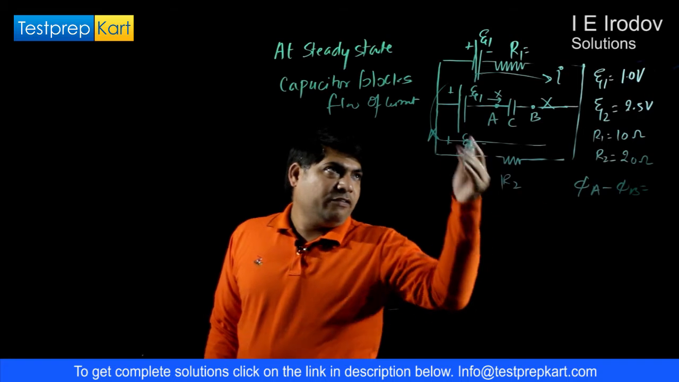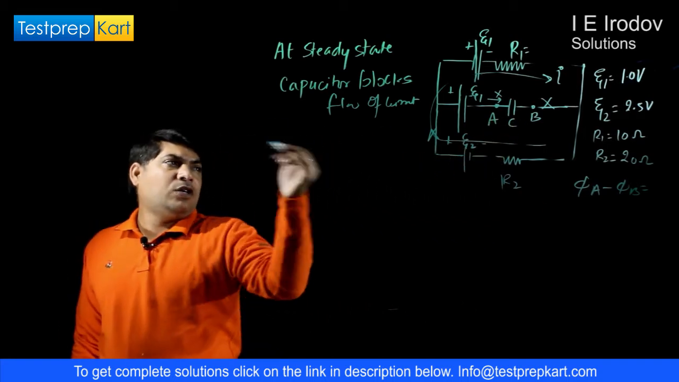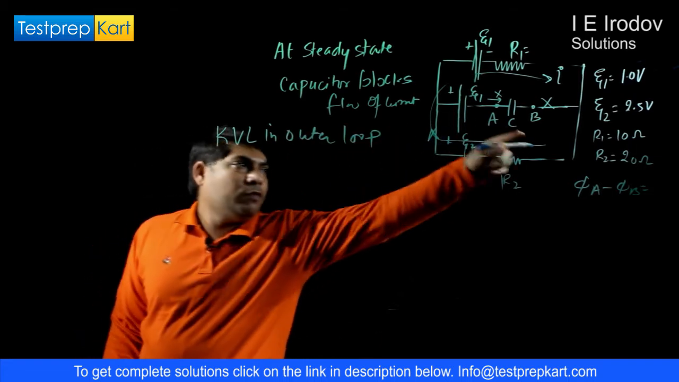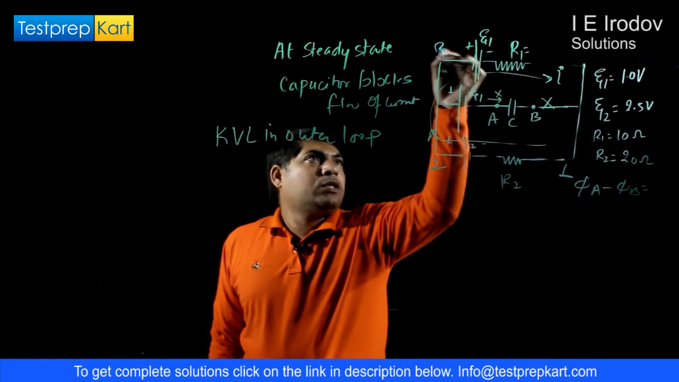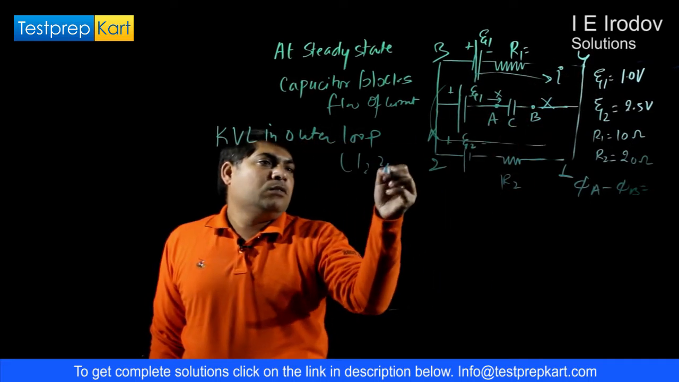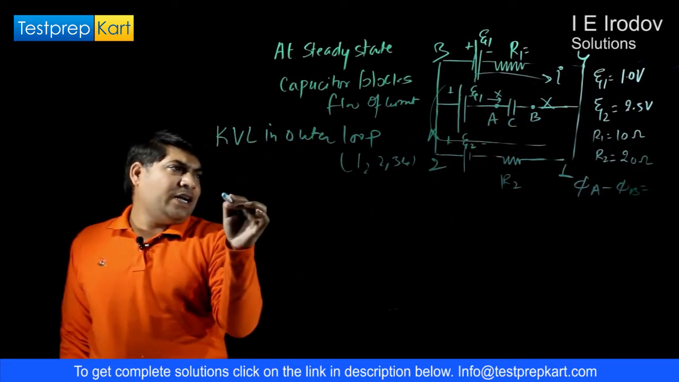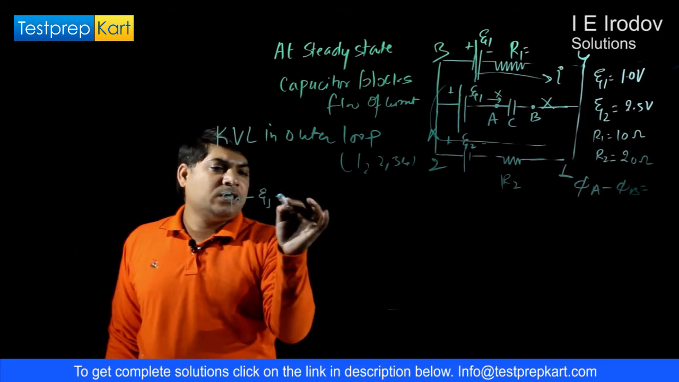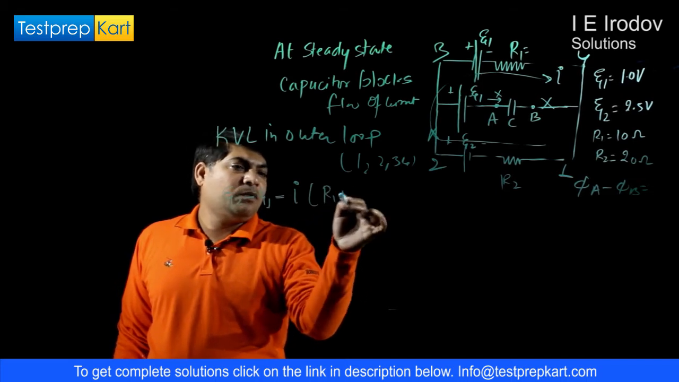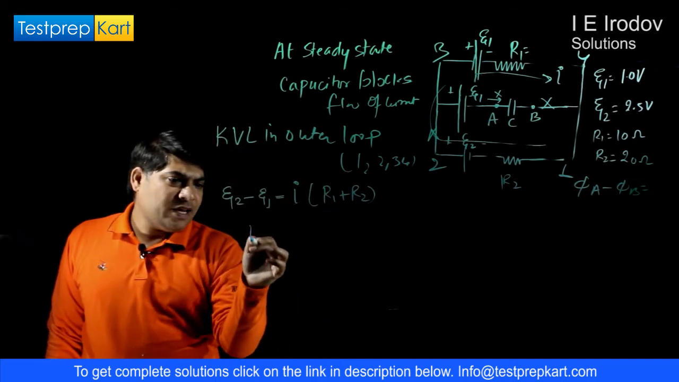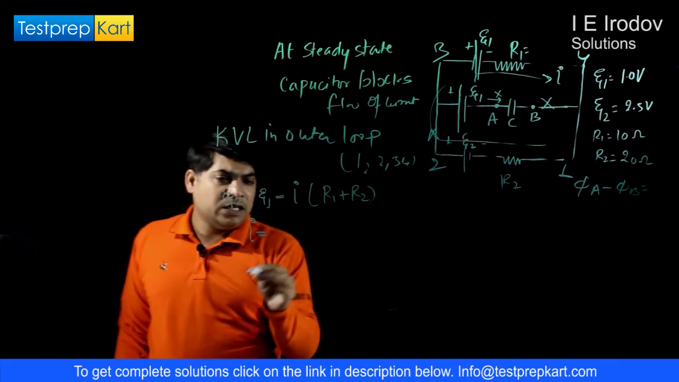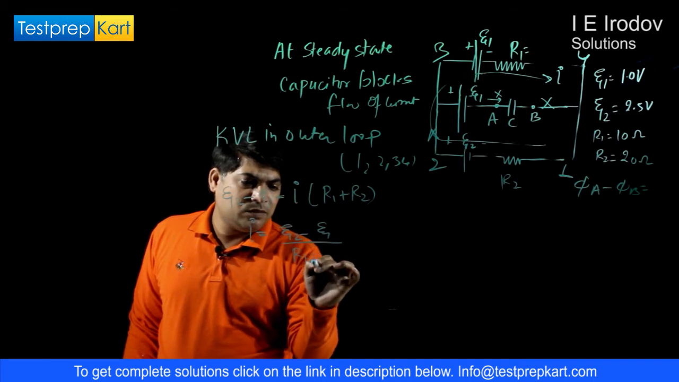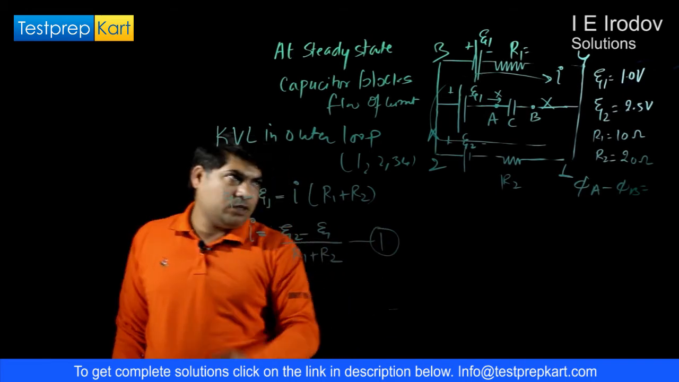Okay, so if you go by KVL in the outer loop, here I am writing KVL in the outer loop from this end, 1, 2, 3, 4. From here we'll get E2 minus E1, the potential difference, is equal to I times R1 plus R2. So from here we'll get the current passing through this circuit is equal to E2 minus E1 over R1 plus R2. This is our first equation.